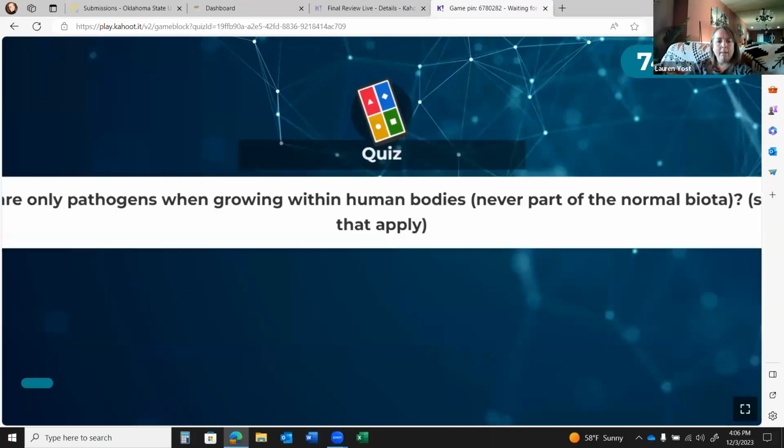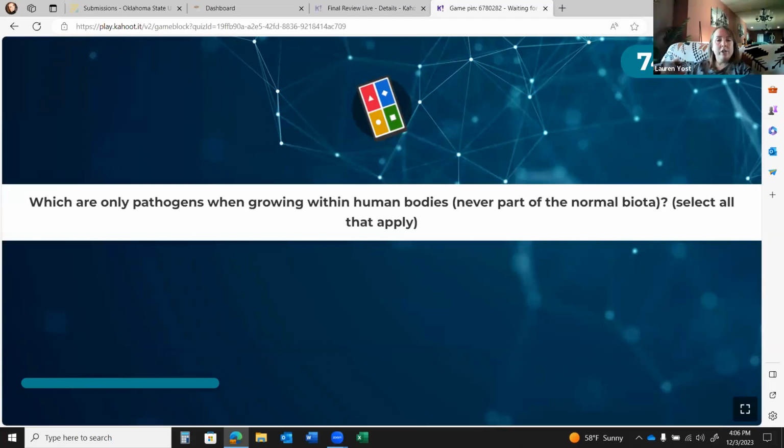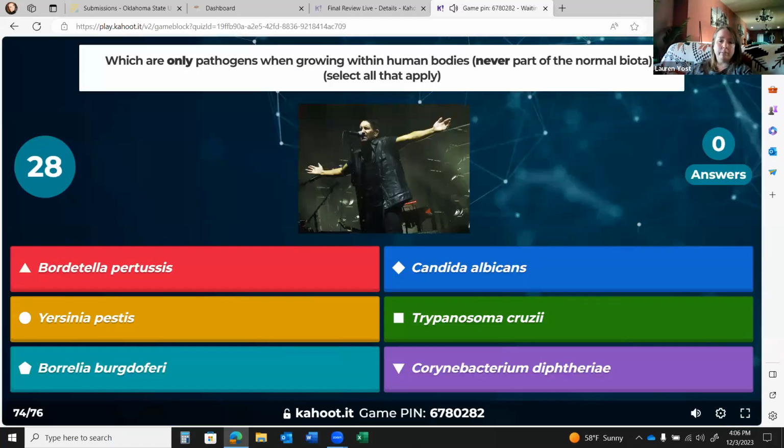Discomforting. Right now, the opposite. Which of these are only pathogens when they're growing in the human body, but are never part of the normal biota that we are aware of?